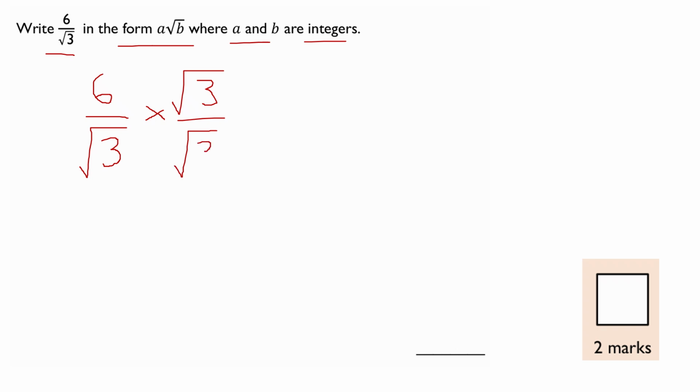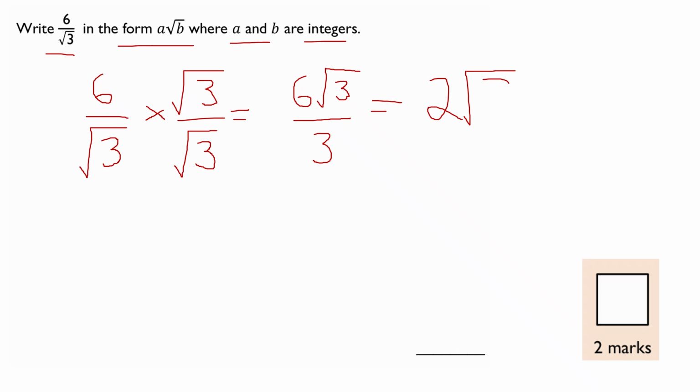Multiplying fractions, I multiply top by top, bottom by bottom. 6 times root 3 is 6 root 3, or 6 lots of root 3. And on the bottom, I have root 3 times root 3, which is root 9, which is just 3. So root 3 times root 3 is just 3. I'm now going to simplify this, so 6 over 3 makes 2, so I have 2 root 3. And it's really, guys, as simple as that.